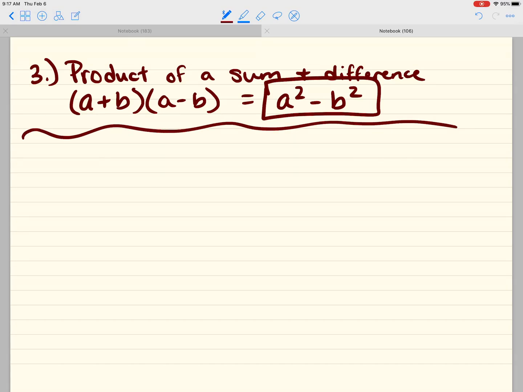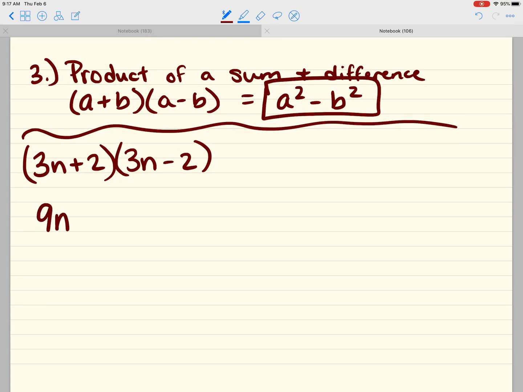So let's look at (3n + 2) times (3n - 2). Right? They look exactly the same. The only difference is one's addition, one's subtraction. So all you need to do is square the first term, subtract the square of the second term. Okay? Jacoby, what's 3n times 3n? 9n squared. Okay? Minus what? 4. 2 times 2 would give you 4.